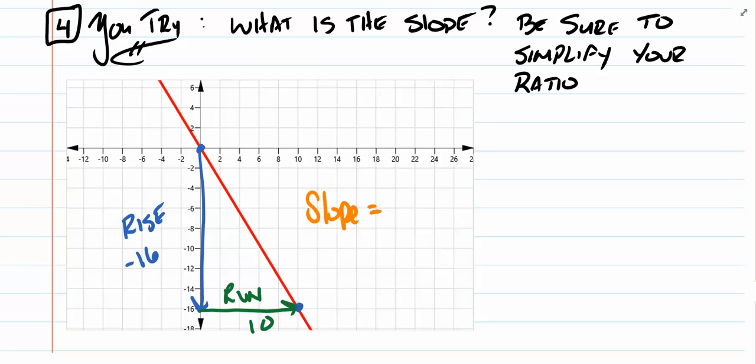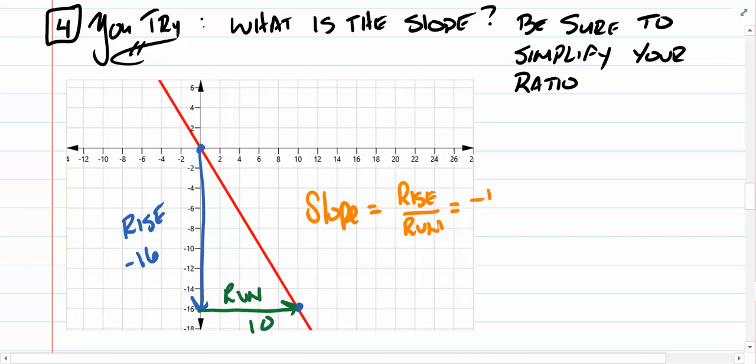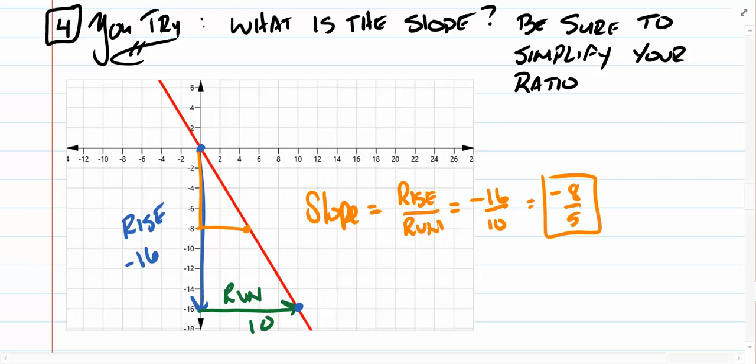The rise is a negative 16 because I'm going down from left to right, and the run is 10 units. So therefore the slope is going to be the ratio of rise to run, which in this case is negative 16 to 10, which is negative 8 to 5. So we always want to make sure that we simplify our ratios. Now also notice that negative 8 to 5, if I had gone down negative 8, and then gone over 5 units exactly, I would have that same ratio there. So it does make sense to have it as negative 8/5.